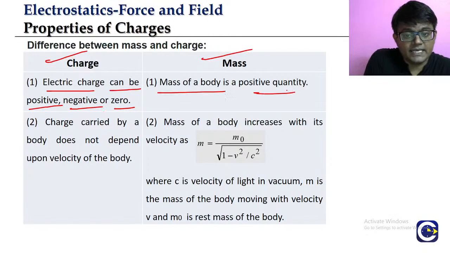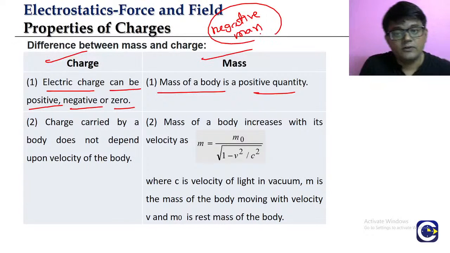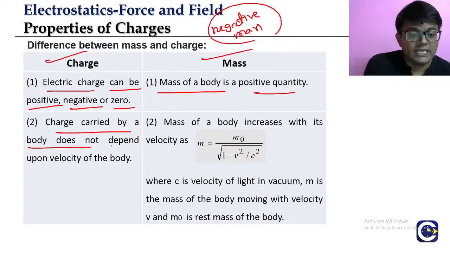Positive charge can be there, negative charge can be there. But mass is not like that. Mass is always a positive quantity. There is a concept of negative mass, maybe if you are interested, you can find a lot of documentaries available on the idea of negative mass. But that is a different concept. Normally when we say mass, we are only considering the positive mass.